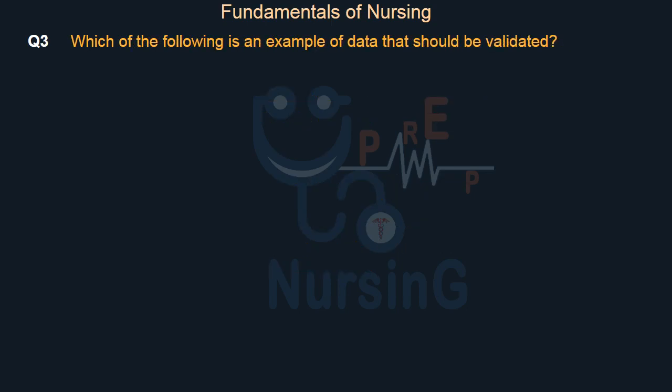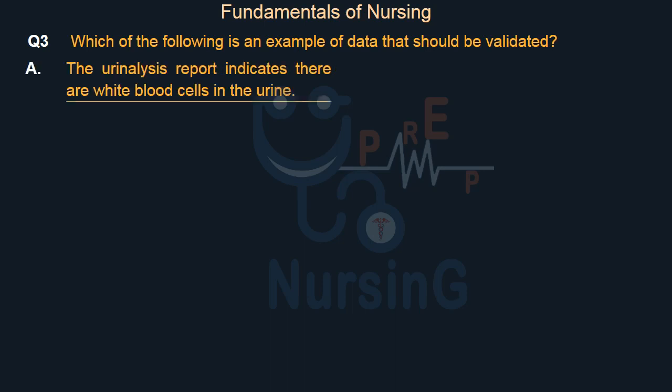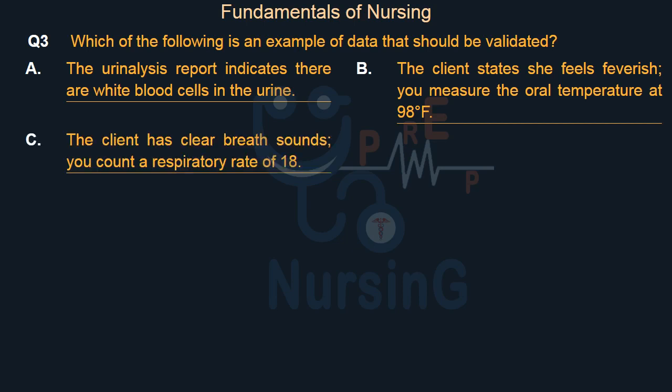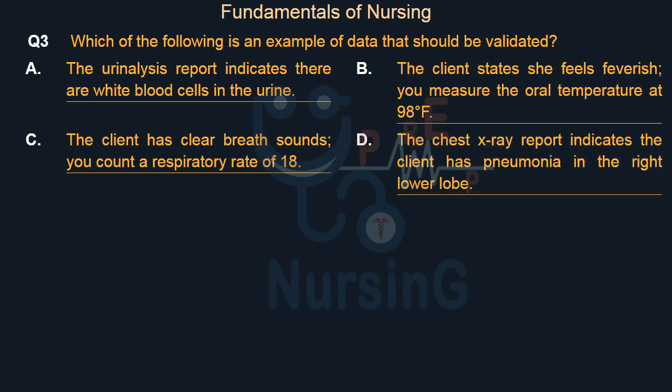Which of the following is an example of data that should be validated? Option A. The urinalysis report indicates there are white blood cells in the urine. Option B. The client states she feels feverish. You measure the oral temperature at 98 degrees Fahrenheit. Option C. The client has clear breath sounds. You count a respiratory rate of 18. Option D. The chest X-ray report indicates the client has pneumonia in the right lower lobe. Right answer is Option B.